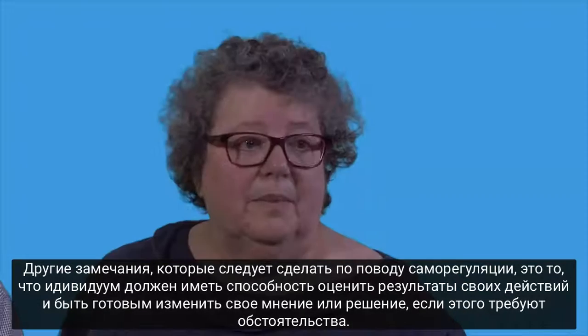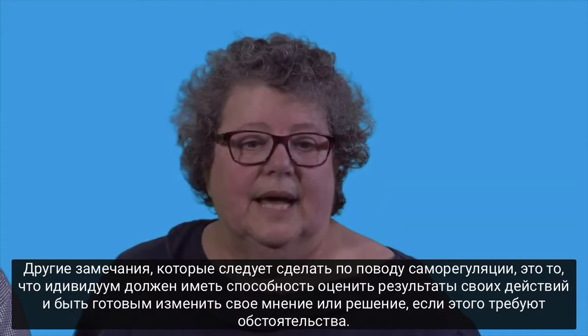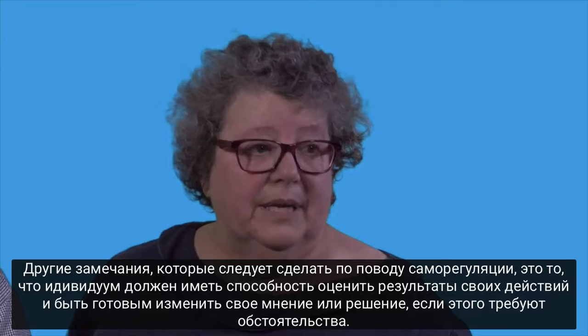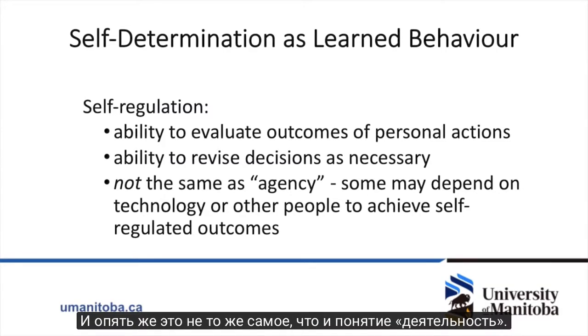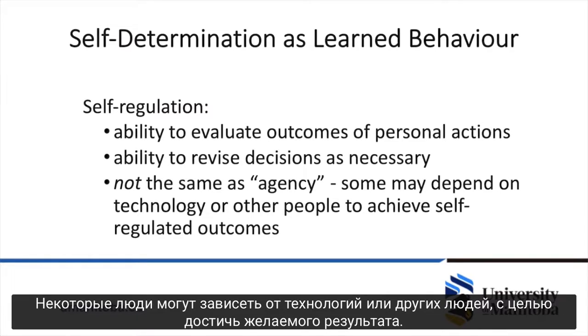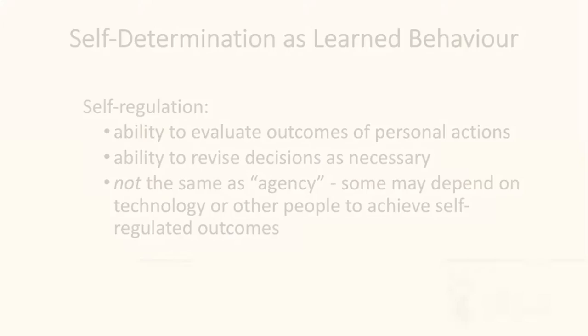And other points to make about self-regulation is that the individual would have the ability to evaluate outcomes of his or her own personal actions and be able to change their mind and revise decisions as necessary and as circumstances dictate. And so this is not the same as agency. Again, some people may depend on technology or other people in order to reach the outcomes that they hope to reach in their own lives.